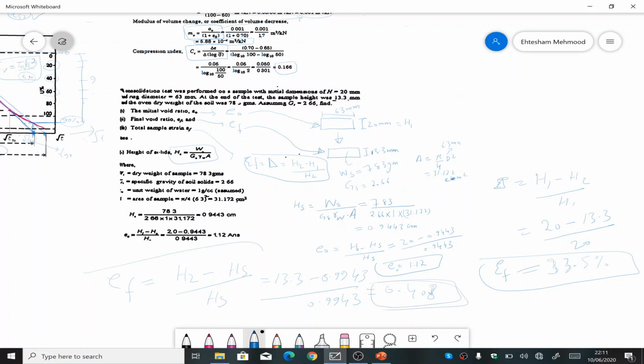Now you have to remember these equations, ef and e naught, using the height of soil solids method. Let me highlight that for you, this equation as well as this equation and also this equation. We will talk about the derivation of this height of soil solids method in a separate video.